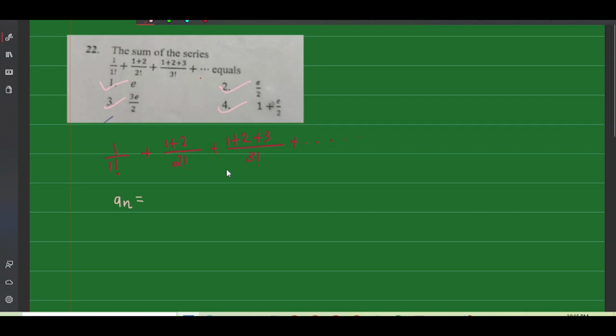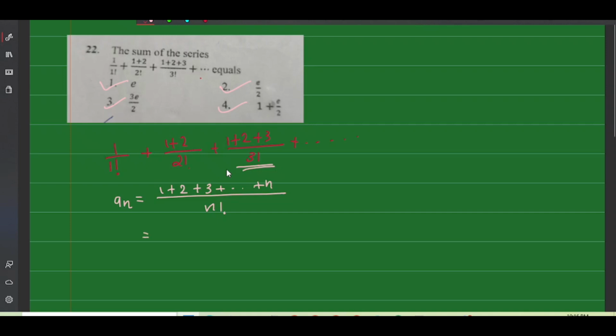The first term is 1 by 1 factorial. The second term is 1 plus 2 by 2 factorial. Now look at the third term, which is 1 plus 2 plus 3 by 3 factorial. So the nth term will be 1 plus 2 plus 3 plus etc. plus n by n factorial. This is the nth term.